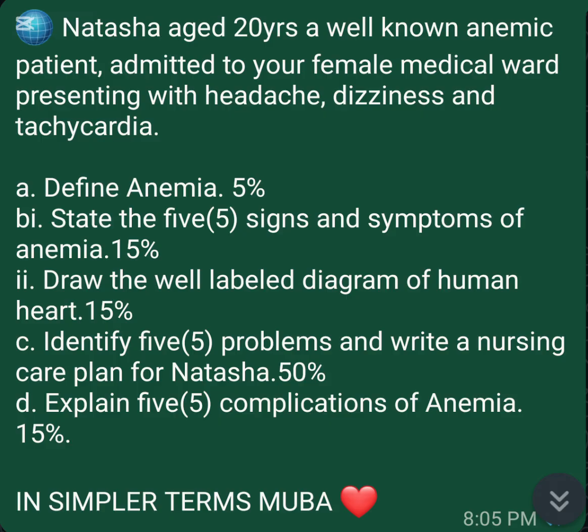B1. State 5 signs and symptoms of anemia. Marks allocated 15%. What is the first word used by the examiner? State. What is the meaning of the word state? You list and give a brief statement to support your answer. And the best phrase to use is "due to". Clear? Done deal.